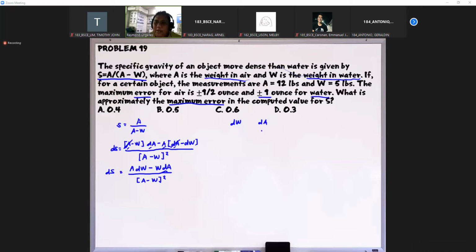So therefore, there is a chance of positive 1 for water, then plus or minus 1/2 for air. So it can be positive 1/2 for air, and it can also be positive 1 for water, with negative 1/2 for air. It can be negative 1 for water and positive 1/2 for air, or negative 1 for water and negative 1/2 for air. Again, these are all the possibilities for our errors.